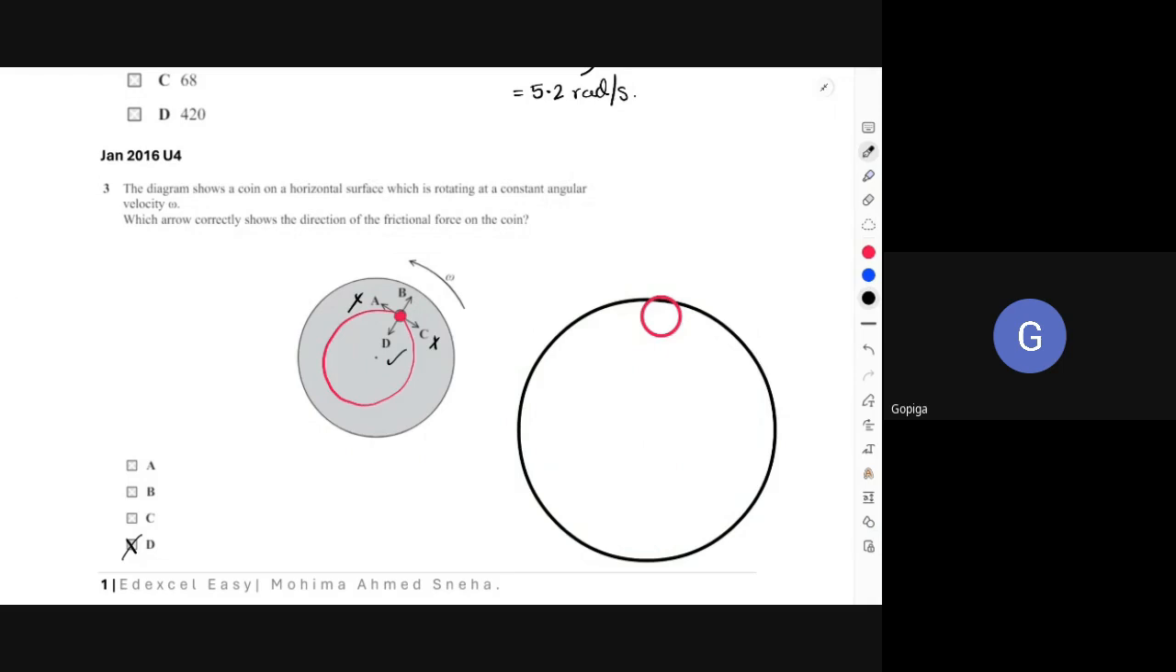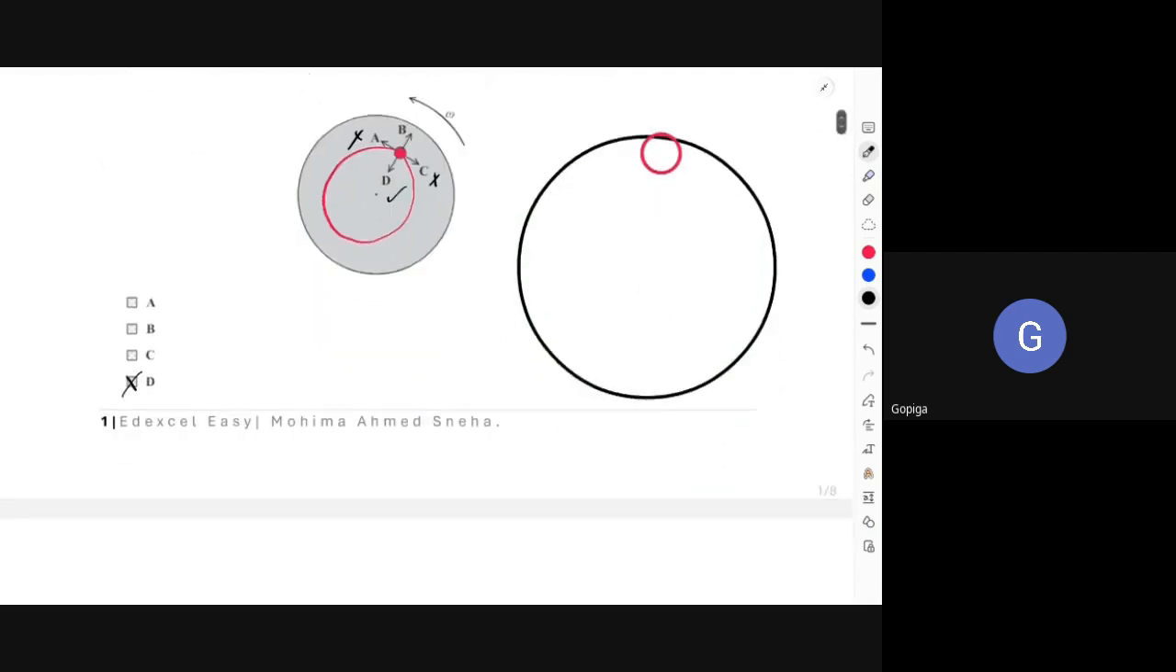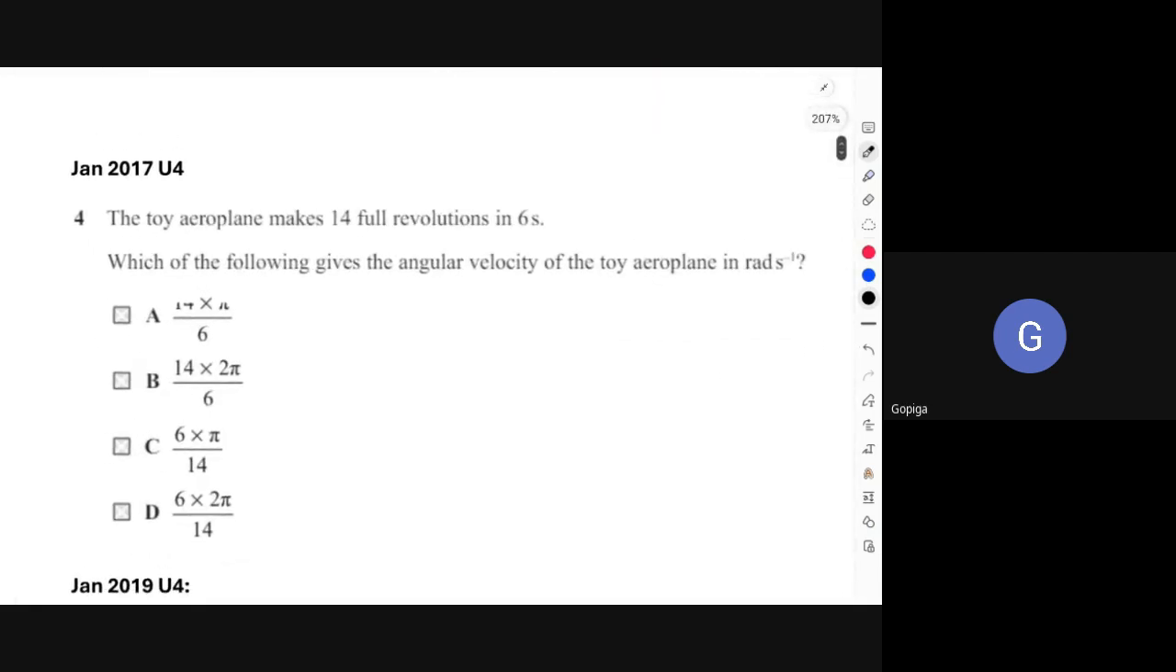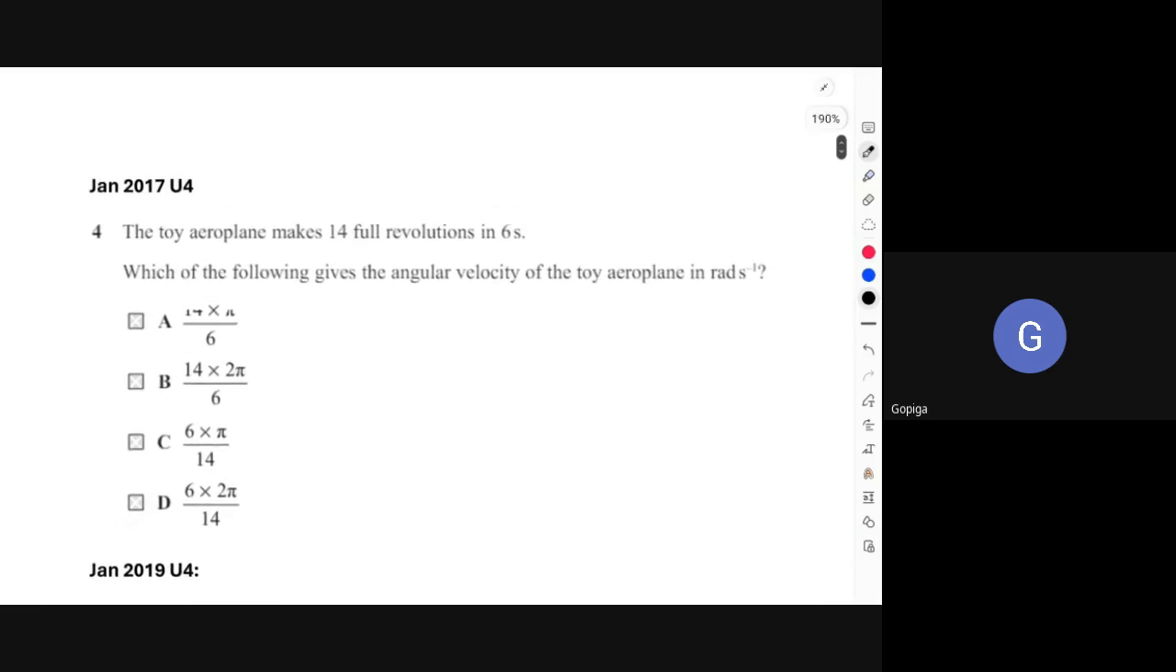Okay, then we'll move on. From this part, Gopi, I think you'll be able to understand. There's some printing mistake, no problem. It says that a toy aeroplane makes 14 full revolutions in 6 seconds. So obviously this is 2 pi multiplied by 14. In that case, angular momentum, or sorry, angular velocity will be 2 pi into 14 divided by 6, which is going to be what?